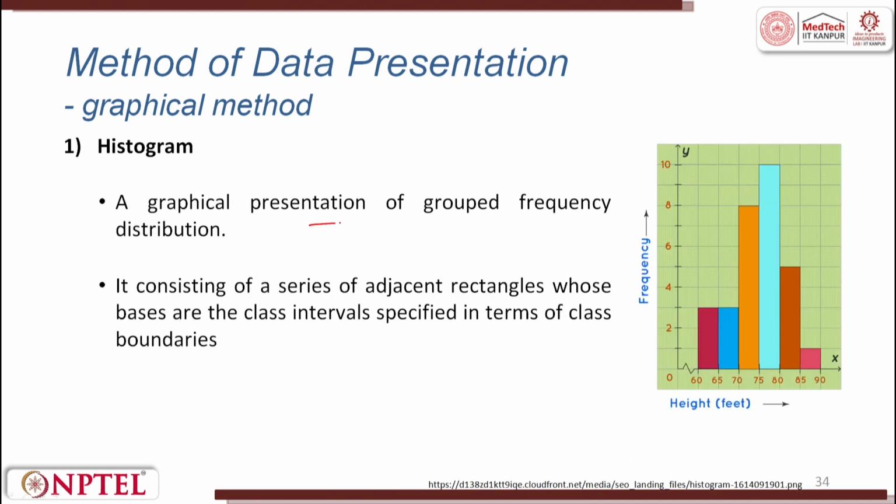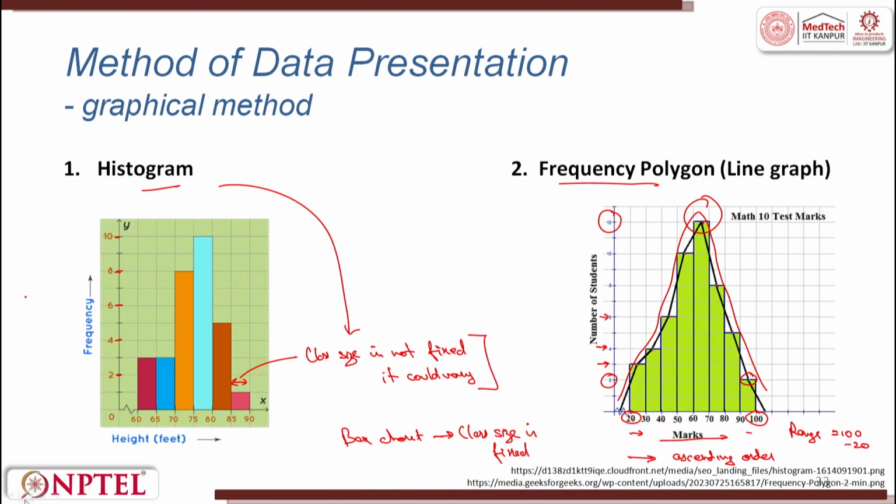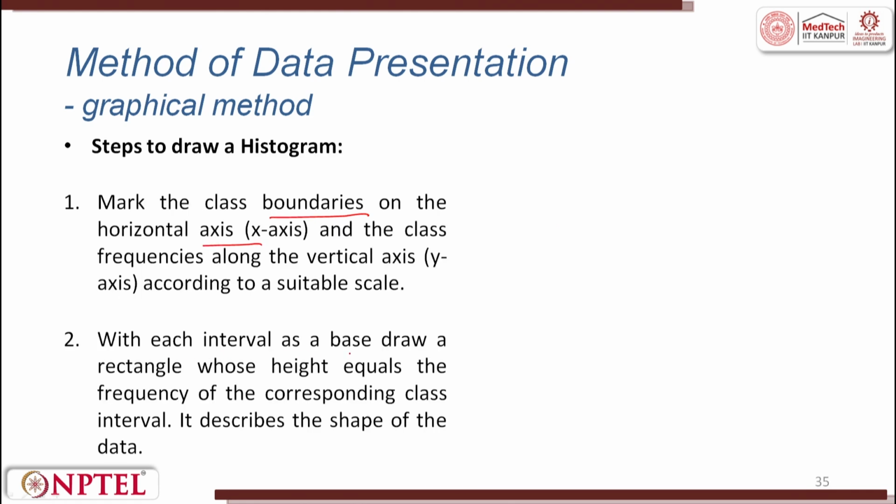Histogram is a graphical presentation of group frequency distribution. It consists of a series of adjacent rectangles whose bases are the class intervals specified in terms of class boundaries. The steps to draw a histogram: mark the class boundaries on the horizontal axis, that is x-axis, and class frequencies along the vertical axis, as you have seen in the figure here. This is frequency, this is the horizontal axis. With each interval as base, draw a rectangle whose height equals the frequency of the corresponding class interval. It describes the shape of the data.